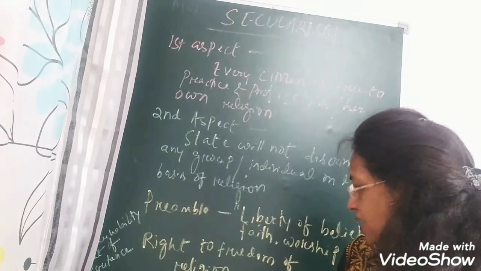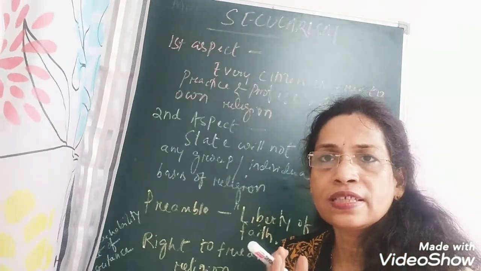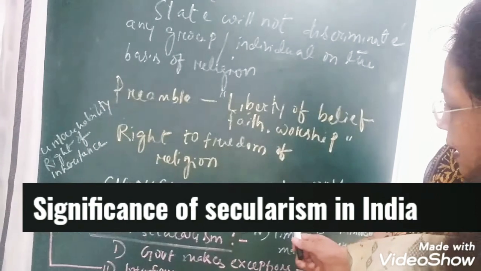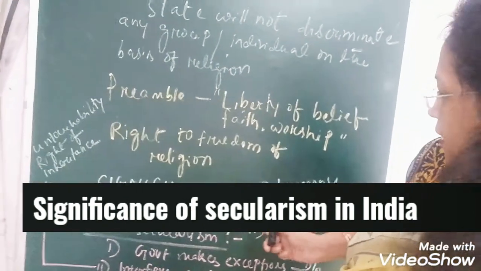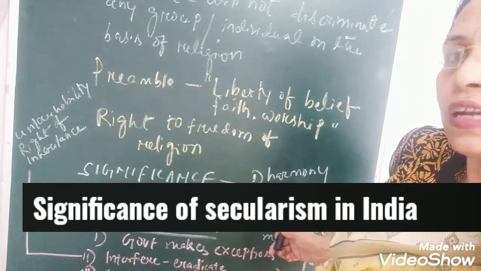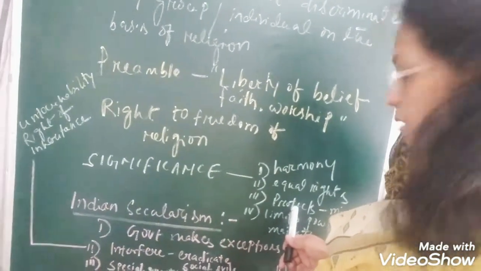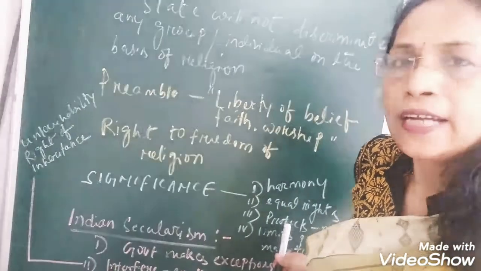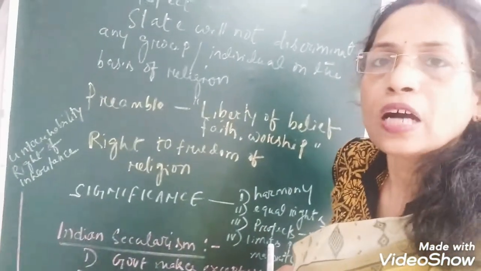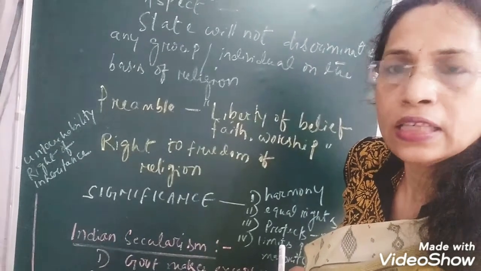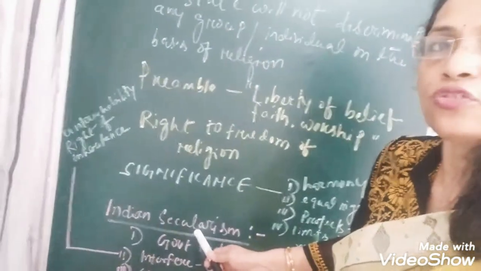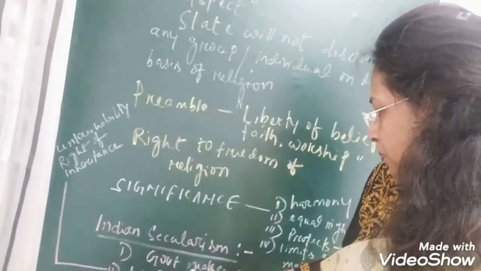So what is the significance of secularism in India? It helps in maintaining harmony. The practice of secularism in India helps in maintaining harmony. It gives equal rights to all. It protects minorities from the exploitation of the majority. It gives rights to minorities. It limits the powers of the majority also. So, Indian secularism has the following significance.